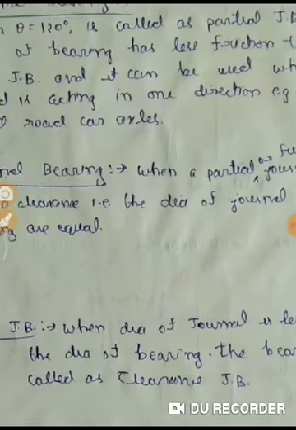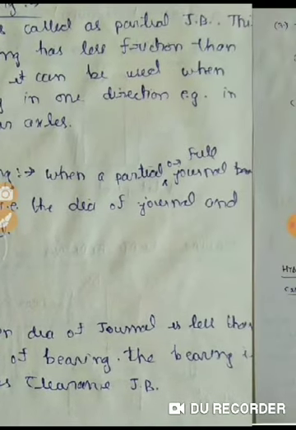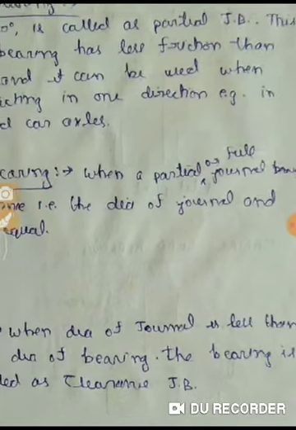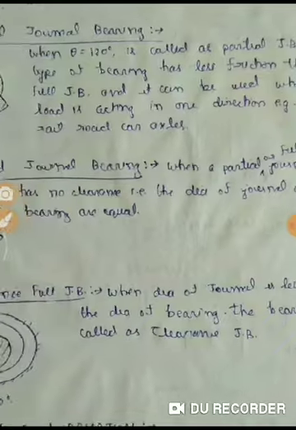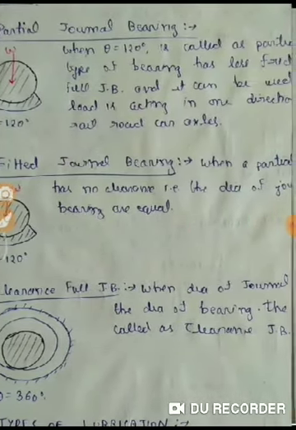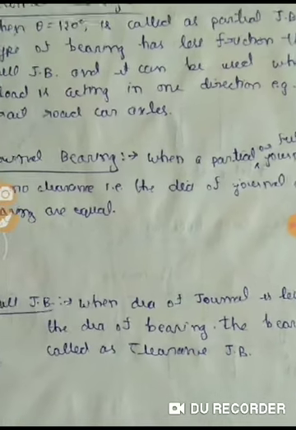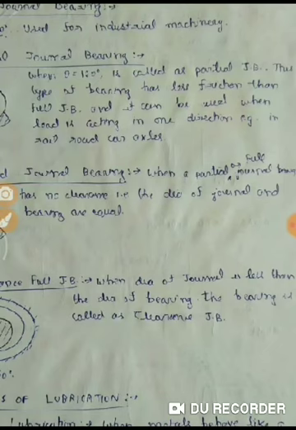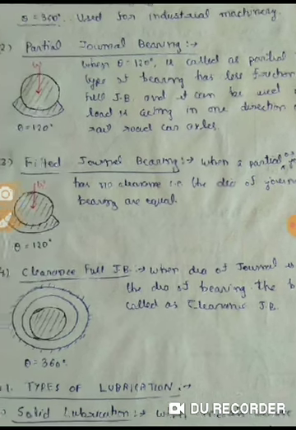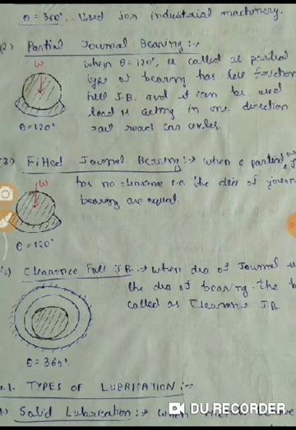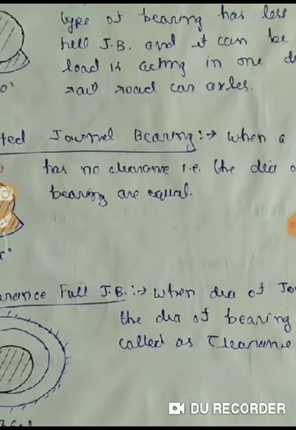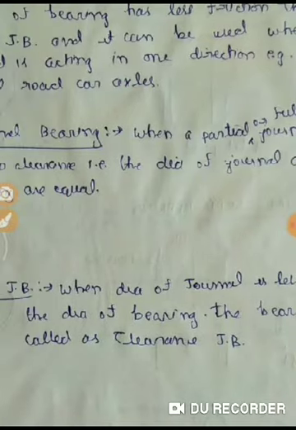Okay, next is the fitted journal bearing. When a partial or full journal bearing has no clearance, that is, the dimensions of the journal and the bearing are equal, I already told you it is completely fitted, just like the interference joint.